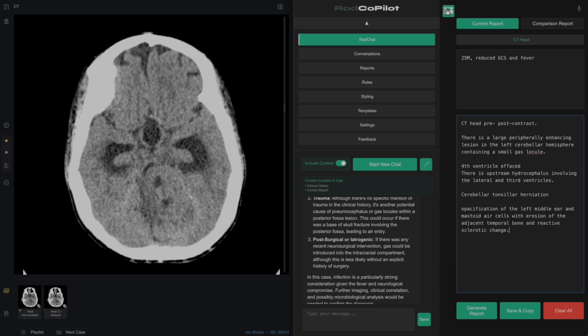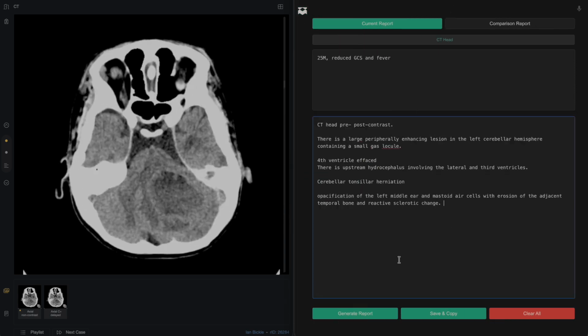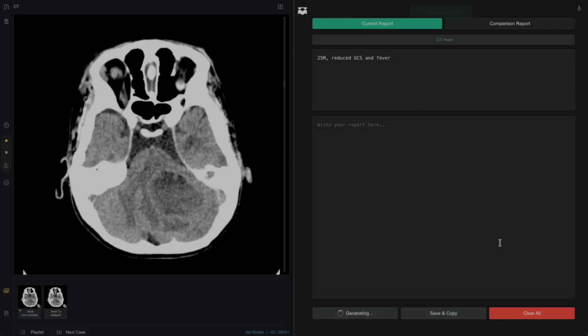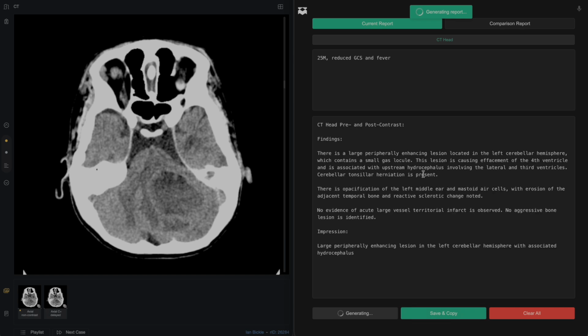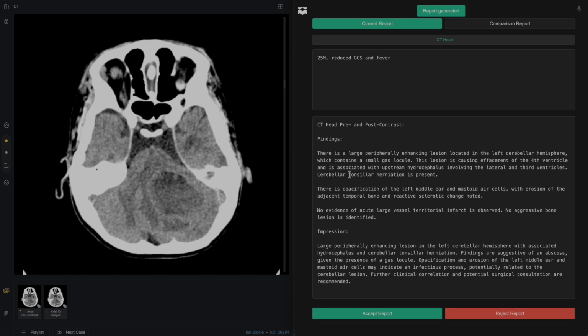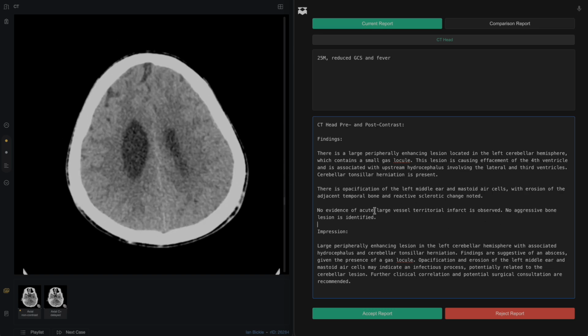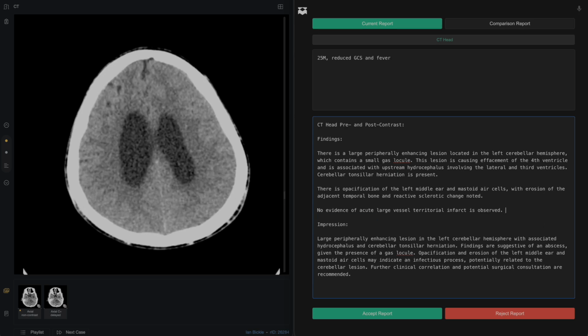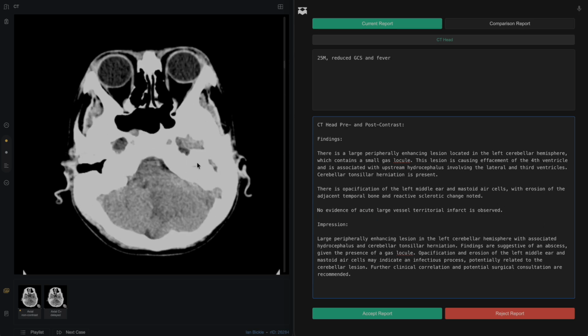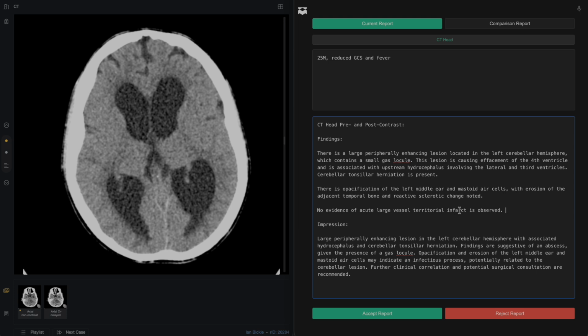Okay, I think that's probably enough. Anything else I've mentioned? Let's see what we get report-wise here. So we've got the description of the lesion, that's good. The hydrocephalus, we've got the cerebellar tonsillar herniation. We're mentioning mastoid air cells. We're mentioning the erosions. Unfortunately, because of my template, it's saying there's no aggressive bone lesion. I might remove that because I think that could be a bit confusing. So we do have aggressive appearances from the infection of the temporal bone.